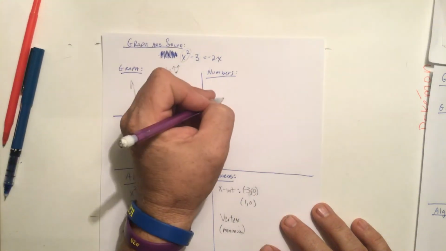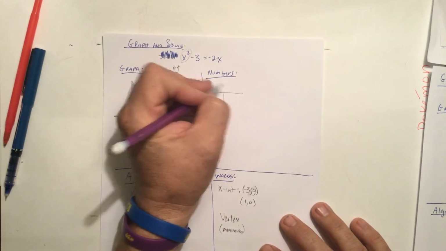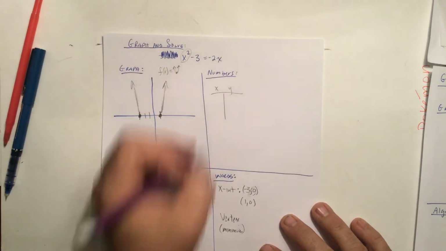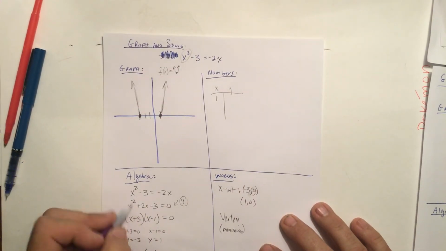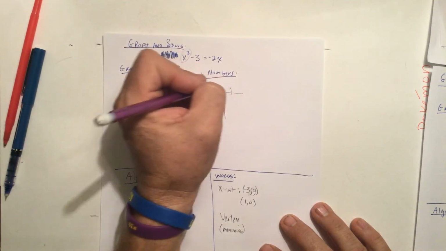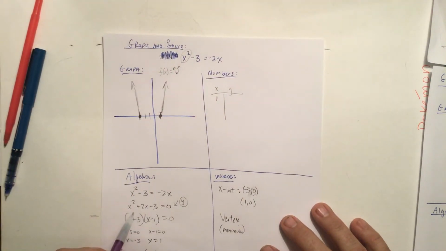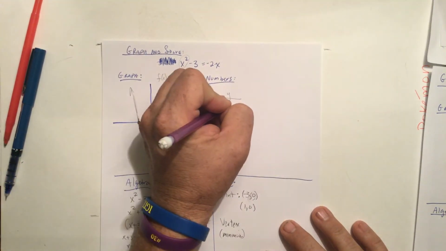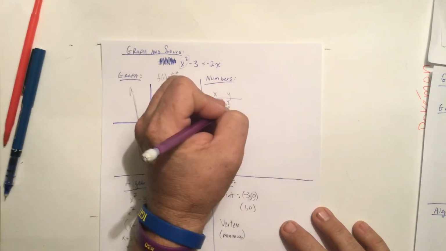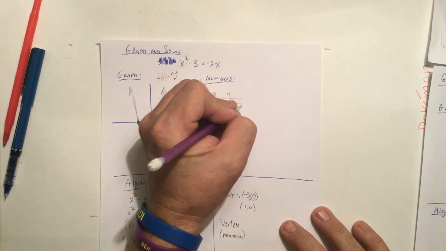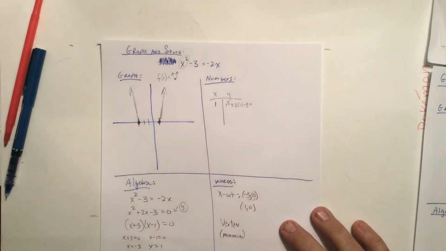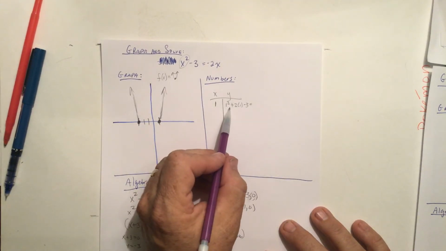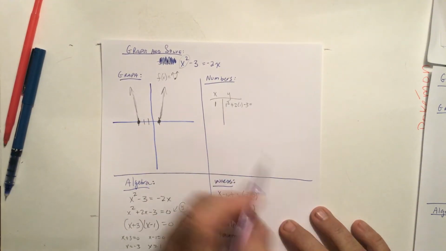So if the center's at 1, I can put 1 in right here. And then I can put 1 into this equation, because remember, all we need to do is substitute this piece in. So I'm going to get 1 squared plus 2 times 1 minus 3. And that's going to give me 1. This is where I messed up yesterday.